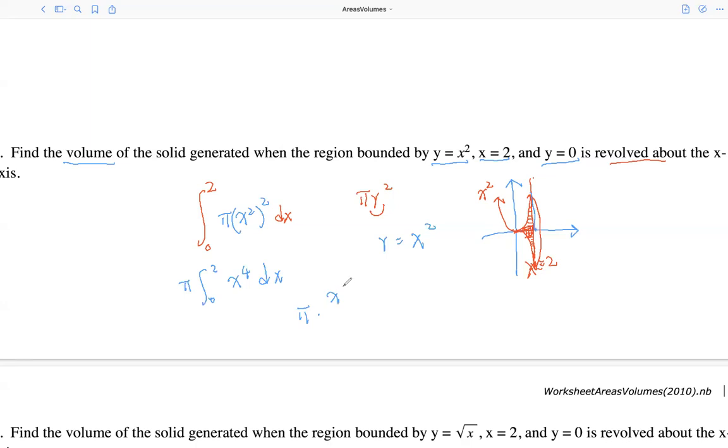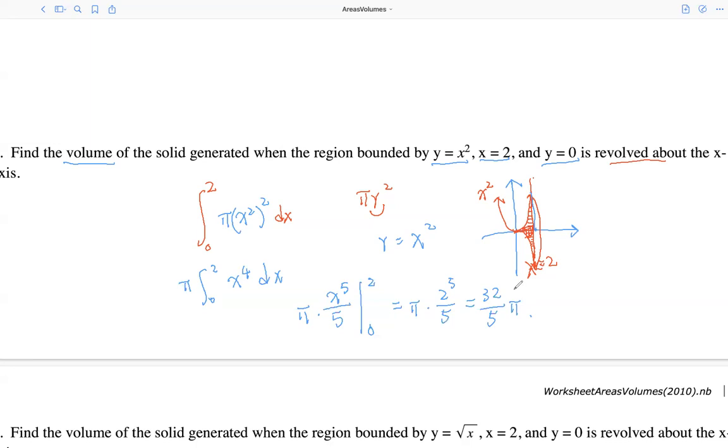Well, it's just the power rule. We add 1 to the exponent, 4 plus 1, which is 5, then divide by 5. Then we evaluate from the lower limit 0 to the upper limit 2. At the lower limit 0, we don't get anything, because 0 raised to the 5th is just 0. We just have to evaluate at 2. So we get pi times 2 to the 5th divided by 5. Well, 2 to the 5th is 32. So 32 over 5 pi. For pi, we just leave it as pi.